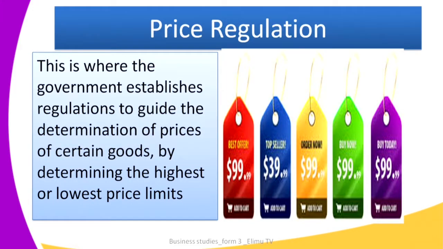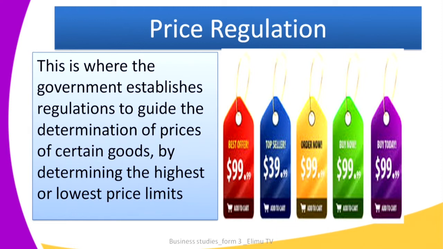Price regulation is the determination of prices by determining the highest or the lowest price. The government establishes regulations to determine the price of certain products. So we have talked about 4 ways through which the government can determine the price of a product.